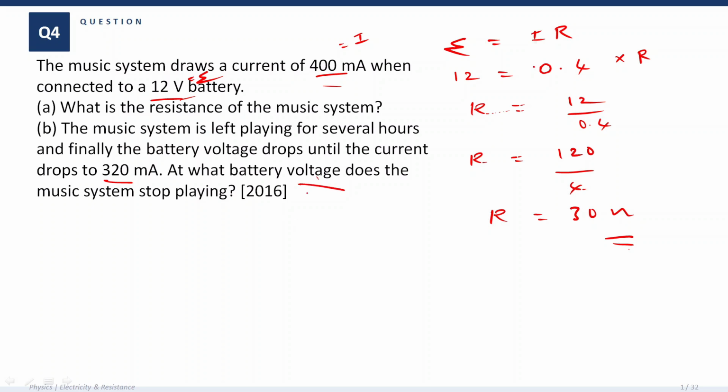Now, at what voltage does the music system stop playing? Okay, current given here 320 milliampere, resistance remains the same. Then I will write here V equal to IR. I is here 0.32, it is given in milliampere, so I converted into ampere. Resistance we found 30. That equal to 3.2 into 3, 9.6 volt. So the music system stops playing at 9.6 volt.